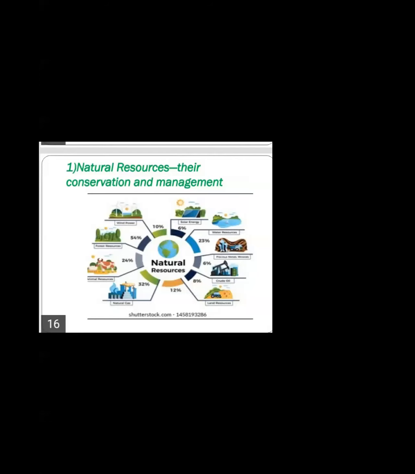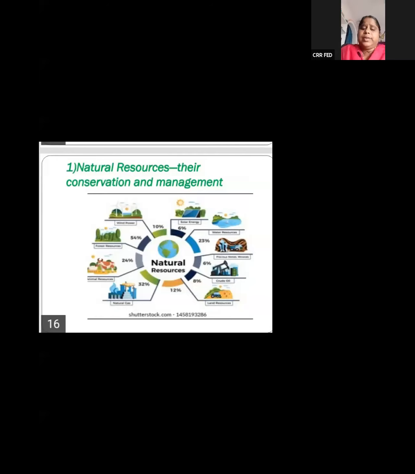Next, forest resources. All these resources are very important in our life, because for each and every raw material we are depending upon all these resources.